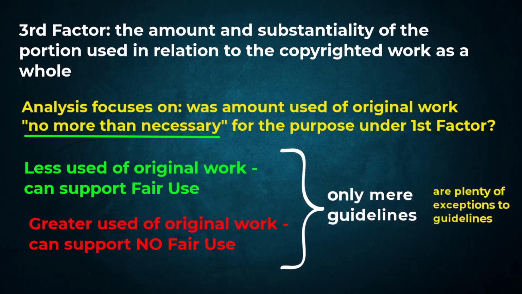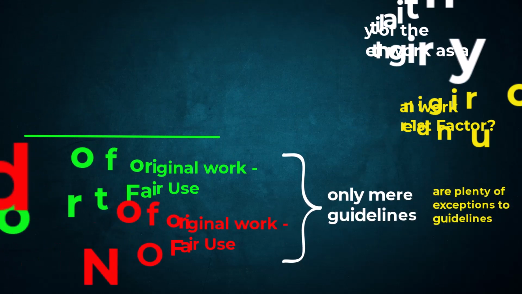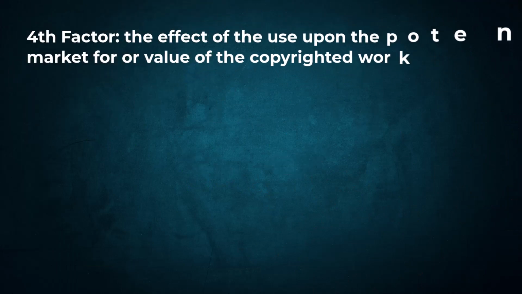So I think as a general principle, if you're using the creative work of another, you likely should only use what's necessary to achieve that particular purpose under factor one, if the purpose under factor 1 is something that is supportive of fair use, like critiquing or commenting on the original work. Okay, so now let's talk a little bit more in detail about the fourth and final factor.